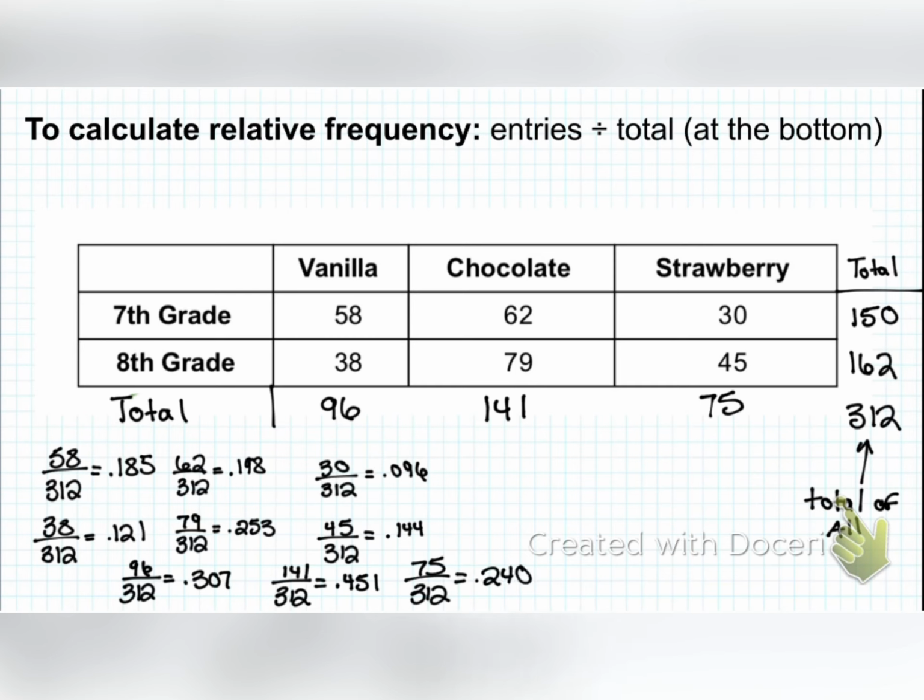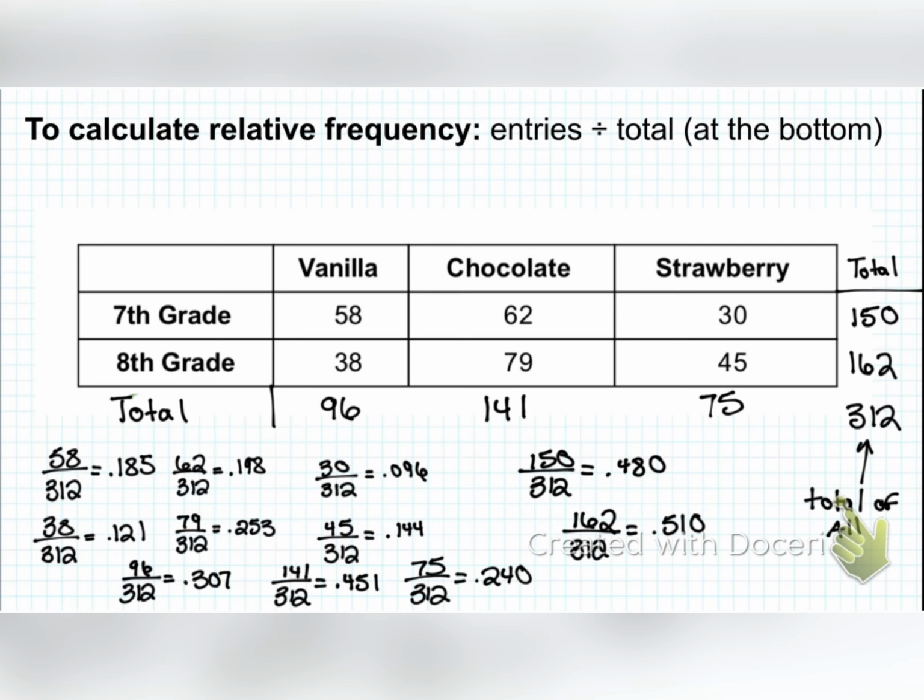Now if I go off to my side over here, okay, we got 150 being divided by 312. That's going to give me 0.480. And we got 162 divided by 312, and that's going to give me 0.510. Alright, so I have all my relative frequencies as decimals.